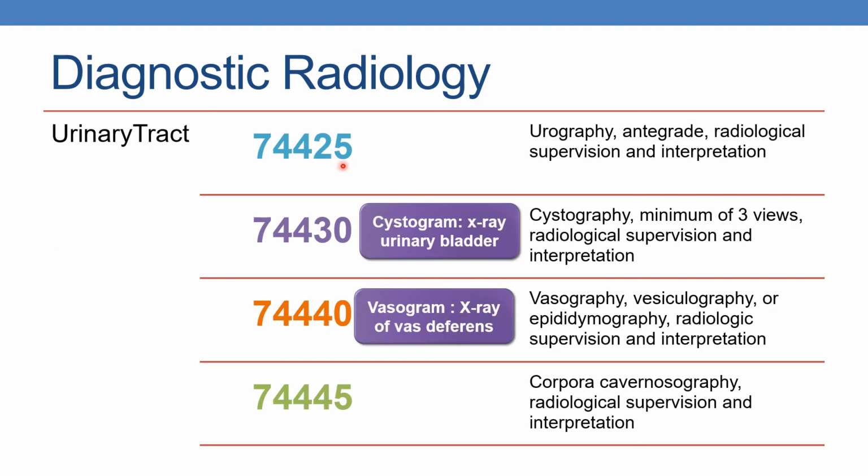The next is 74425, urography, antegrade, radiological supervision and interpretation. The next is 74430, cystography. Cystogram is nothing but X-ray of the urinary bladder. Cystography, minimum of 3 views, radiological supervision and interpretation. The next is 74440, vasography. Vasogram is nothing but X-ray of the vas deferens. Vasography, vesiculography or epididymography, radiological supervision and interpretation. The next is 74445, corpora cavernosography, radiological supervision and interpretation.